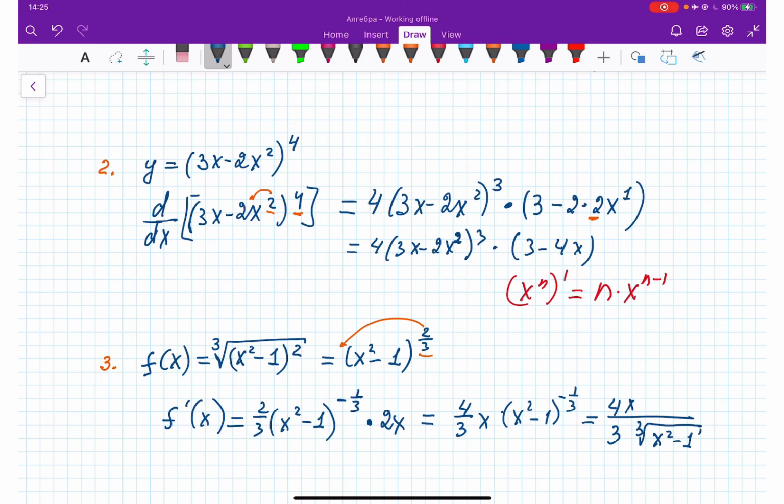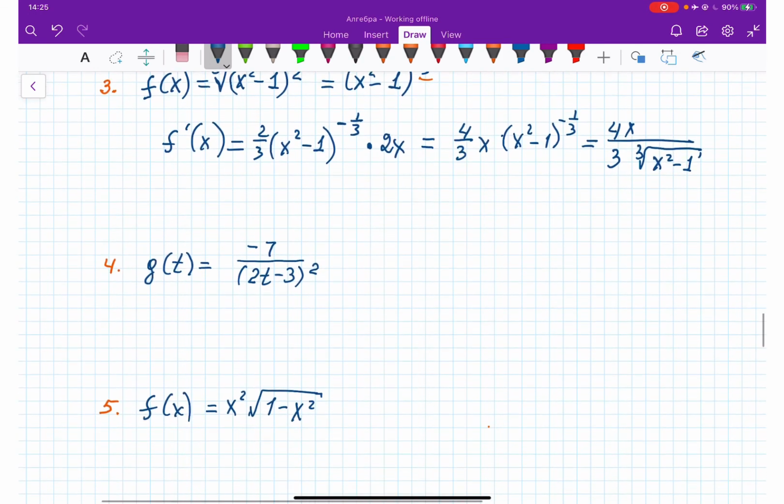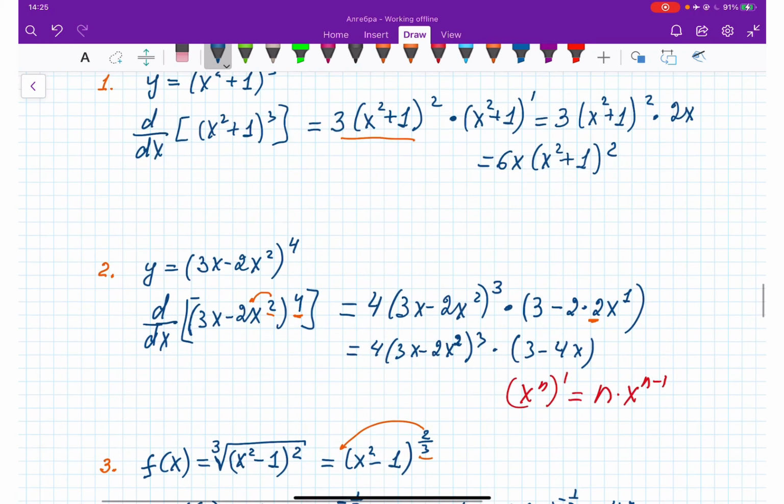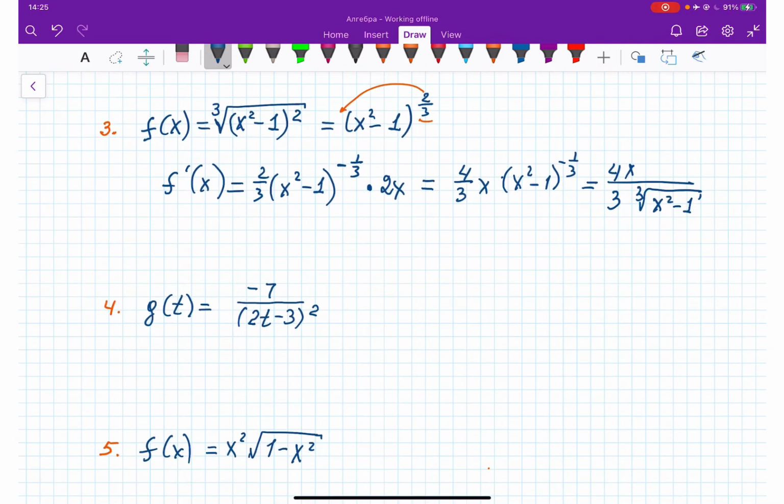Okay? All right, moving to the next one. g of t is equal to negative 7 over (2t minus 3) squared. This division I'm going to flip into multiplication. Therefore, I'm going to write down negative 7 times (2t minus 3) to the power negative 2. So now I will work with multiplication instead of division.